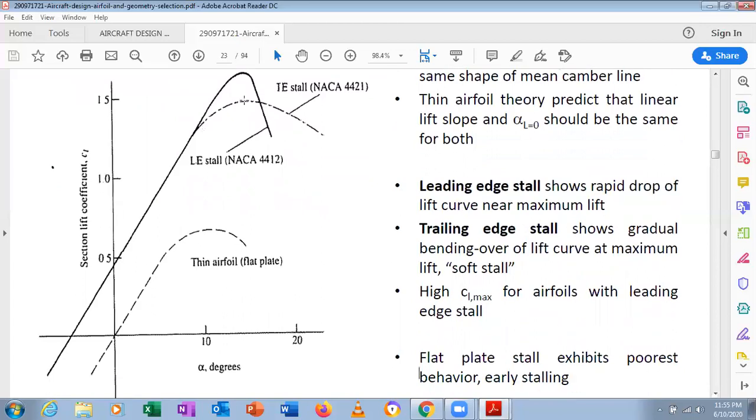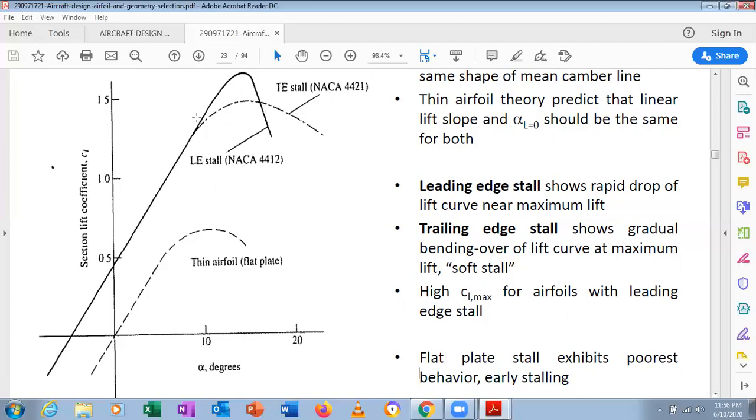This is CL versus alpha for NACA 4412. That is 21% of the thickness, and this is 12% of the thickness. We can see which is having the highest CL here. It is NACA 4412, correct? So when you see a NACA, if the thickness is increasing, it affects the CL, the section lift coefficient. So the higher the thickness, the lesser the CL.